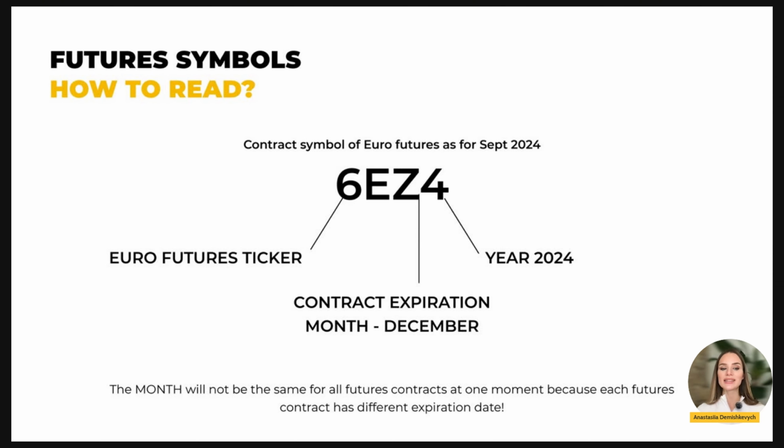What's important to know is that the months will not be the same for all futures contracts at the same moment because each futures contract has a different expiration date. For example, on the same day as crude oil has the expiration month in November, the Euro futures contract would only be expiring in December 2024. And the reason for this is that some contracts expire monthly while some others quarterly. And we will still come back to this at a later moment.